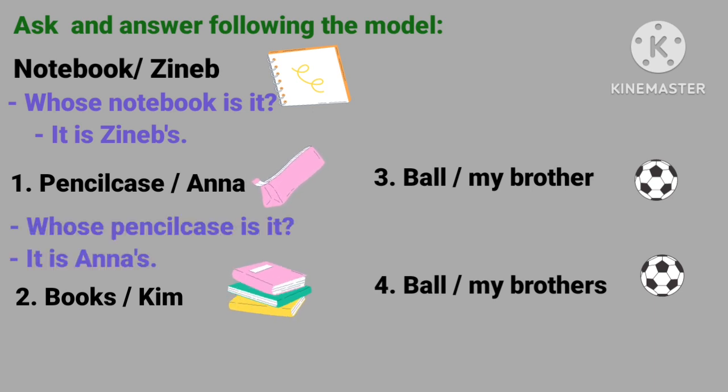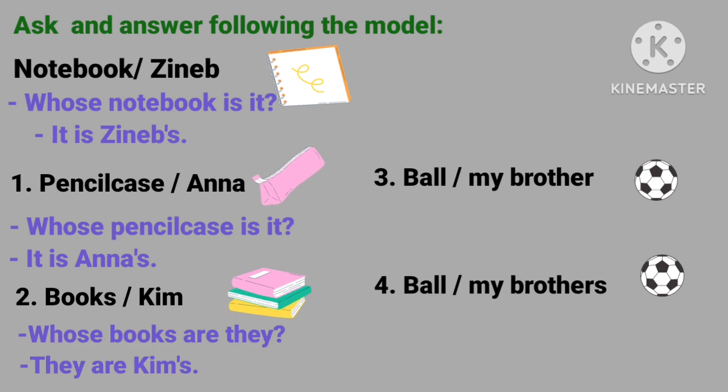Let's correct together. Whose pencil case is it? It's Anna's. Whose books are they? They are Kim's. Pay attention to books here. Books is a plural noun, so we should change the form of the verb to be from singular to plural. Is it becomes are they. It is becomes they are.